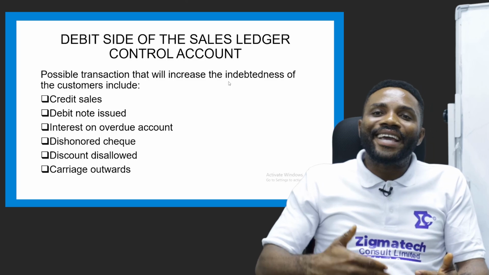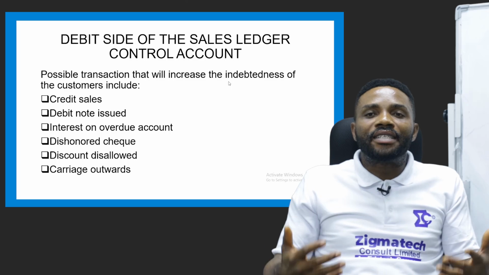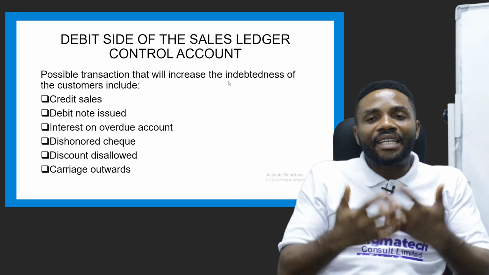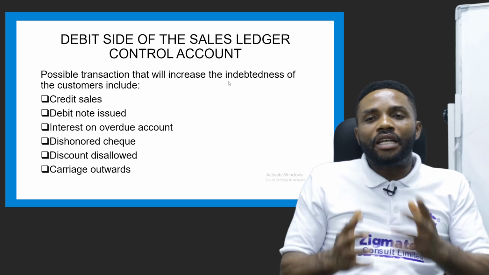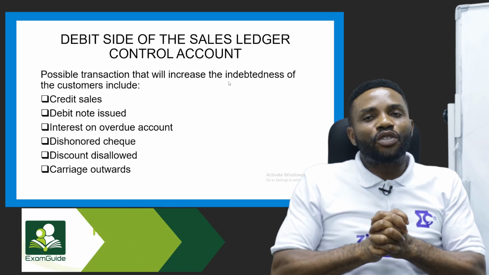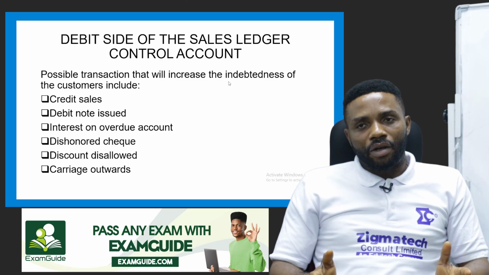Another thing is the expiration of the check. Every check can last for at least 6 months. So when the check elapses at the end of this period, it becomes dishonored. So every check that is dishonored can actually increase the indebtedness of your debtors.